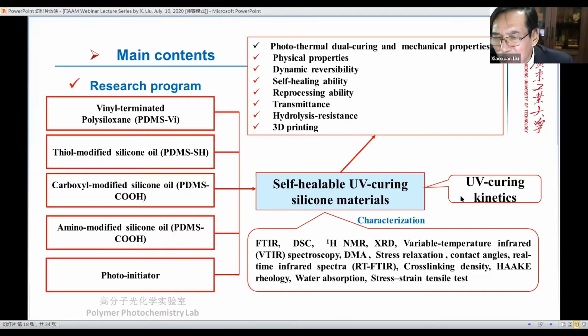We have also studied the UV curing kinetics and used many techniques for characterization such as FTIR, DSC, NMR, XRD, etc.